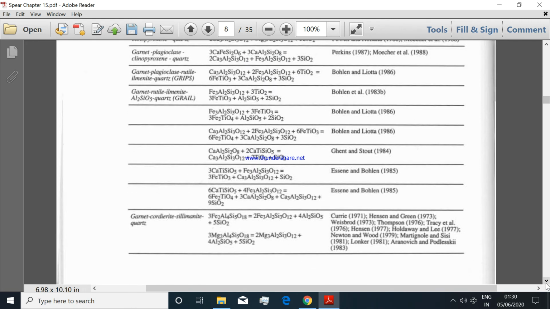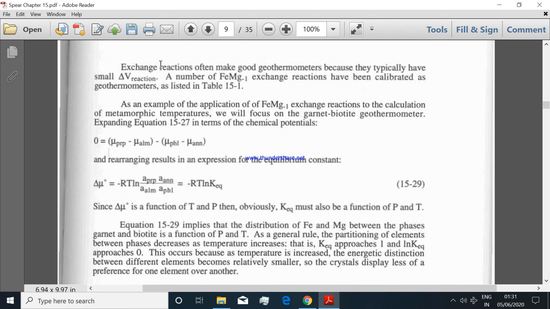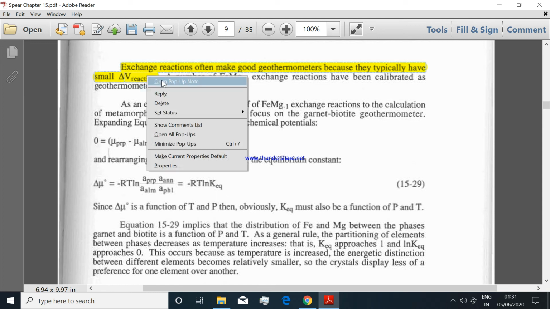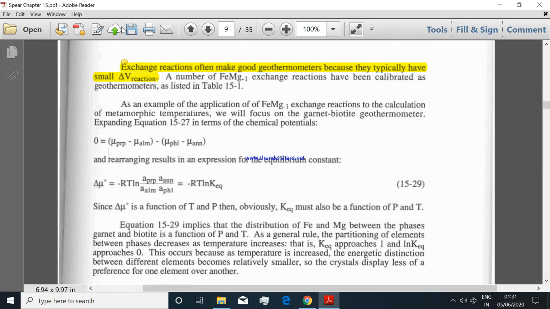And now we try to analyze this situation in terms of the equations that we have been given. Exchange reactions often make good geothermometers because they typically have a small delta V of reaction, because one garnet is converted to another garnet, as well as one biotite is converted to another biotite, and they are end members, and the end members in the reaction do not have that amount of delta V. Because of that fact, these can be used as good geothermometers and not as geobarometers, and it can be substantiated from the reaction, where we are trying to get an idea of the delta G of a reaction.